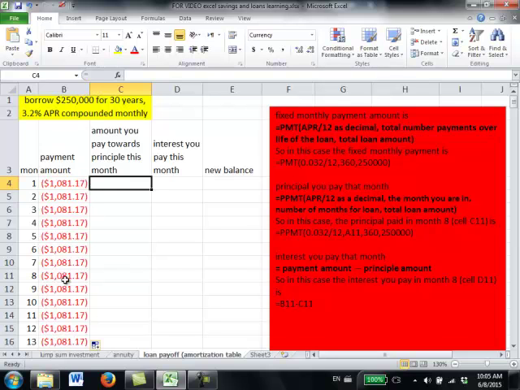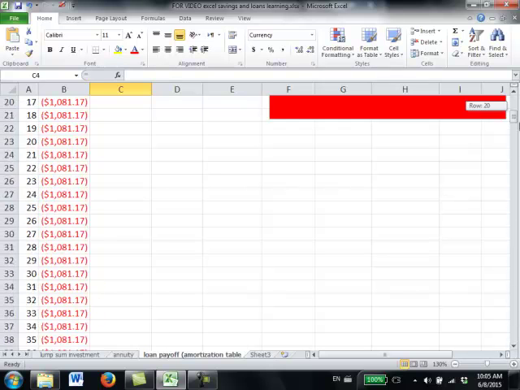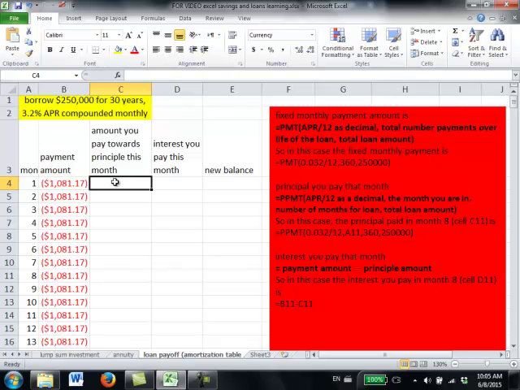So I just drag that formula down all the way through the 360 months of the loan. This is the amount you would pay every single month. Now, every single month, that $1,081.17 that you pay, some of it goes to principal and some of it goes to the bank in interest. So we need to figure out in column C how much of that actually goes towards your principal, and in column D we'll find out how much goes to interest.